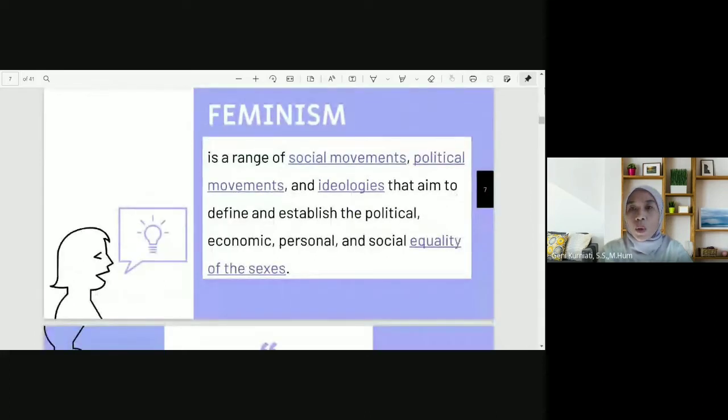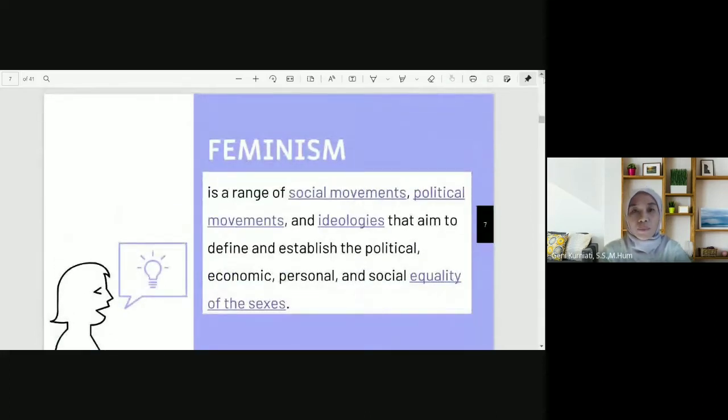So, what is feminism? We've seen gender, we've seen female, feminist, and then it's feminism. Feminism is a range of social movements, political movements, and ideologies that aim to define and establish the political, economic, and personal society equality of sexes. So here we've got several keywords.